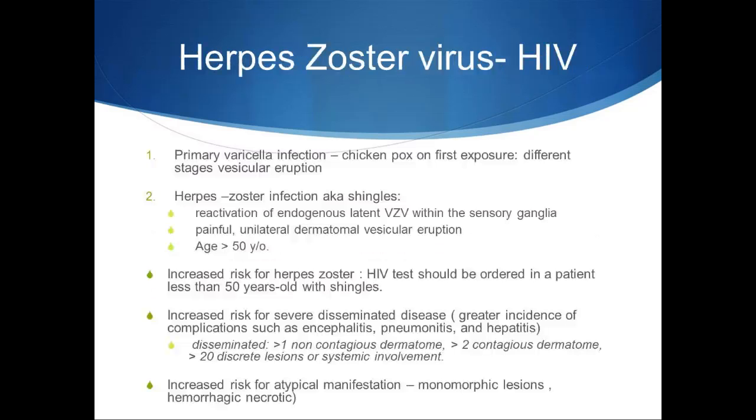Next is herpes zoster. Herpes zoster, we all know, a primary infection leads to chickenpox. A reactivation of a latent virus in a dorsal sensory ganglia will lead to shingles, which is a painful unilateral dermatomal vesicular eruption usually occurring in somebody who's older than 50 years old. However, in an HIV patient, we see an increased risk for herpes zoster. We see herpes zoster occurring at an age less than 50. We see more atypical presentations, hemorrhagic necrotic lesions, monomorphic lesions, and also more severe scenarios. We see disseminated cases with a greater incidence of complications such as encephalitis, pneumonitis, and hepatitis.